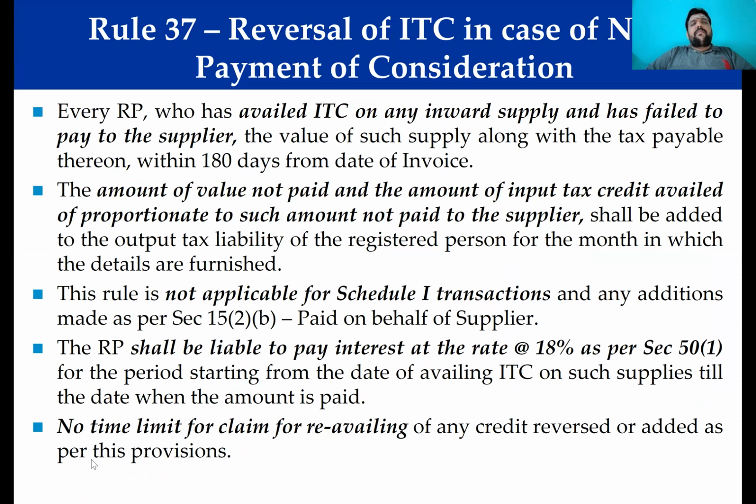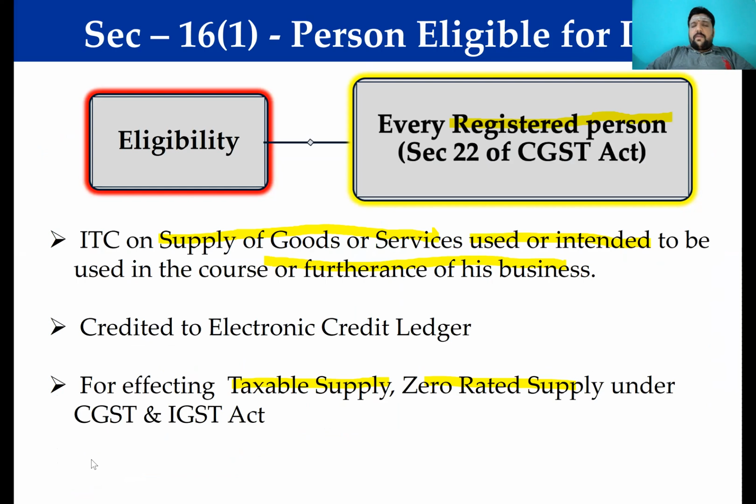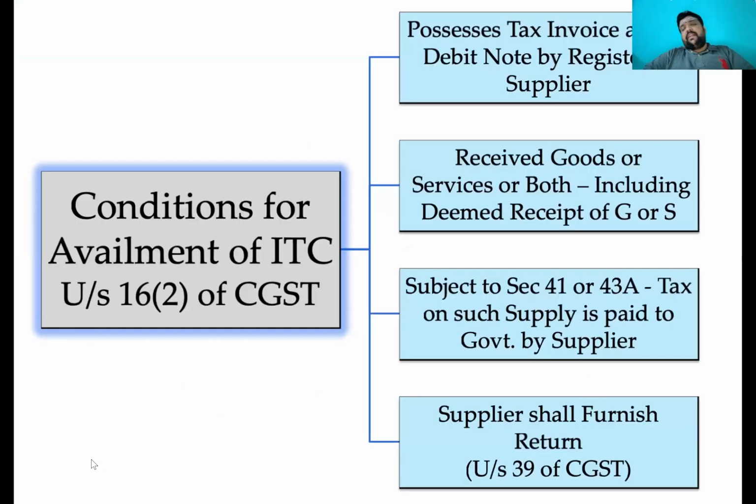So coming back here, getting into section 16 subsection 1, which fixes the eligibility. Only a registered person is eligible to take credit. That too, a registered person who uses the goods or services for furtherance of business is eligible to claim ITC. Are there any conditions for claiming ITC? Yes, we have 4 conditions for claiming ITC. Section 16 subsection 2 comes out and lists what are the conditions based on which credit can be claimed.